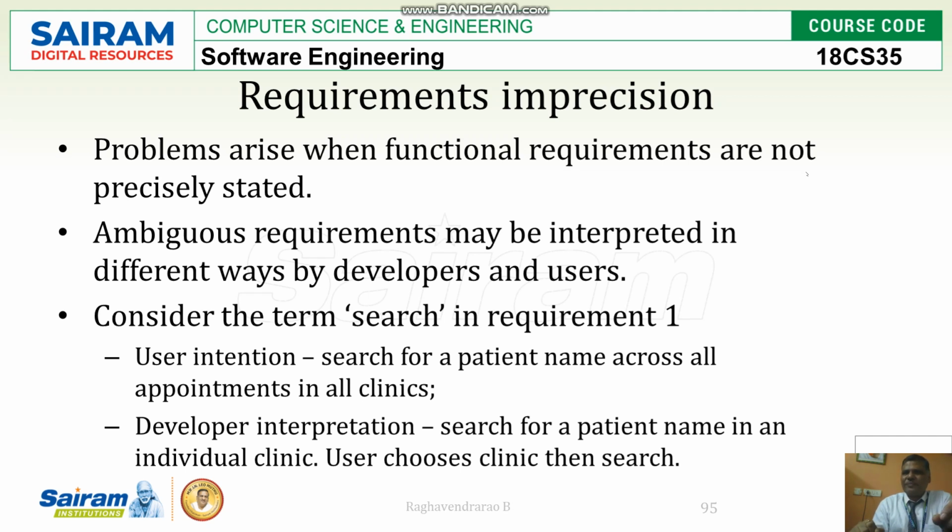What is the user saying? The user is saying: search for the patient name across all appointments in all clinics. But what the developer is thinking is that the patient name will be given, that is correct, but in individual clinics. Here it is all clinics. Individual: the user chooses a clinic, then searches. He did not say it that way. He said search for all appointments in all clinics. So that difference makes a problem for the search.